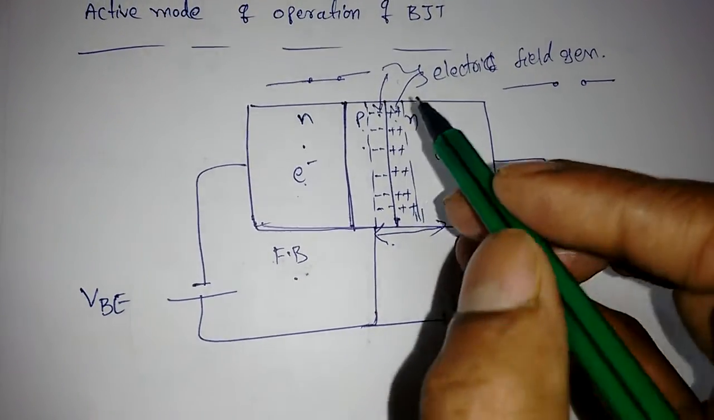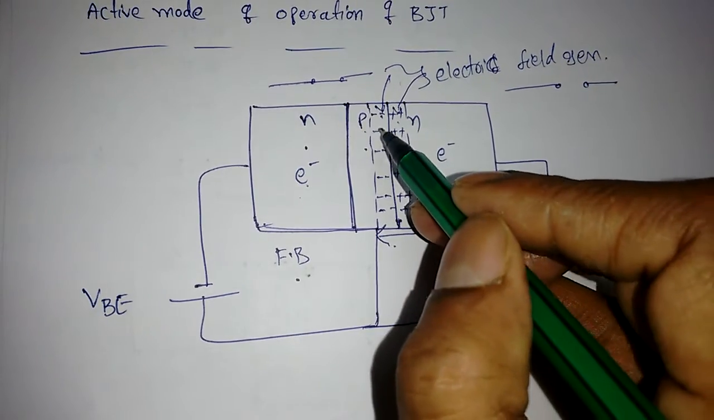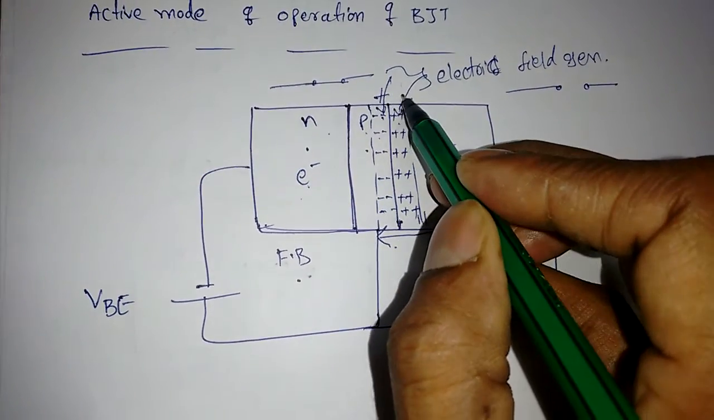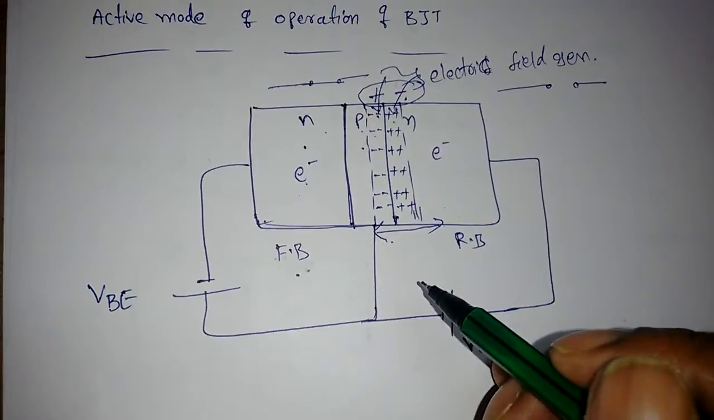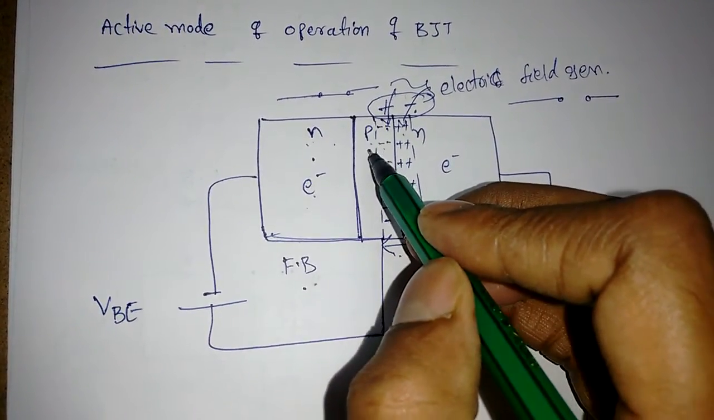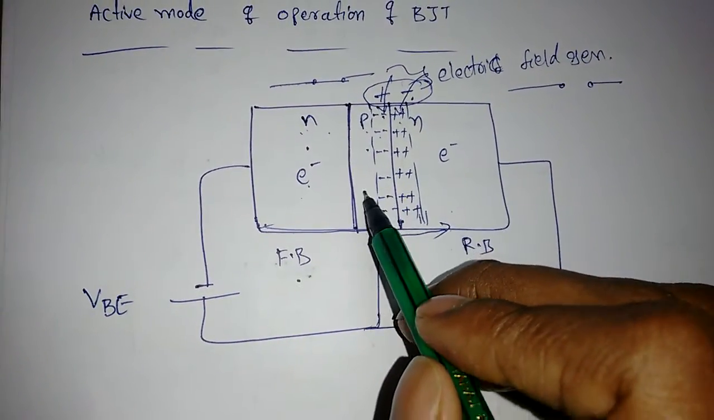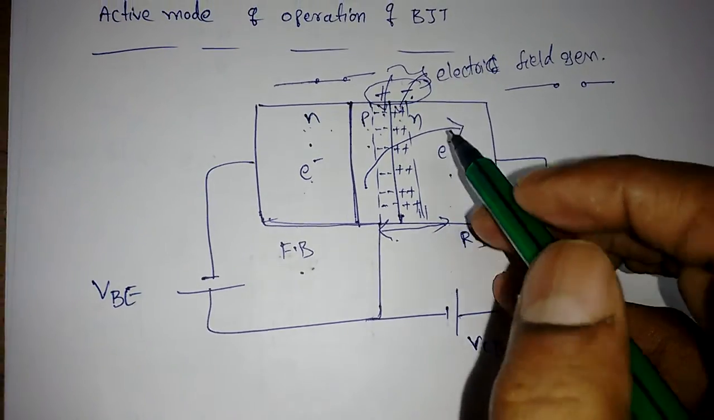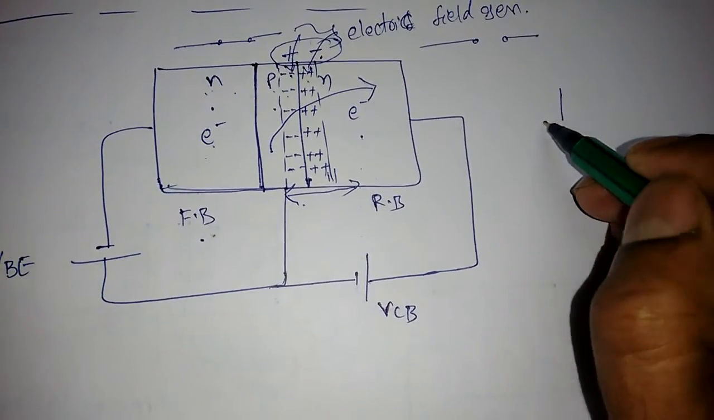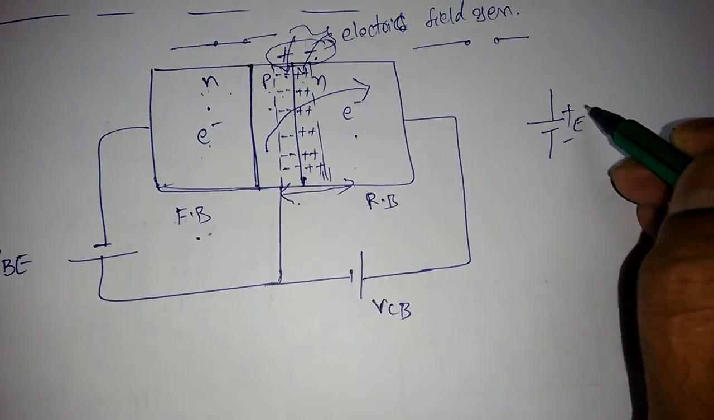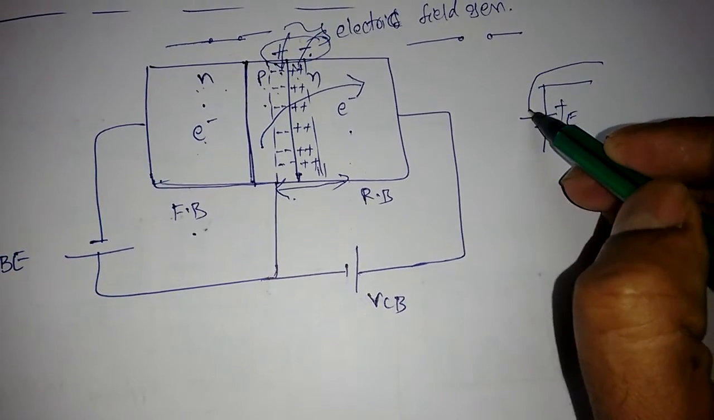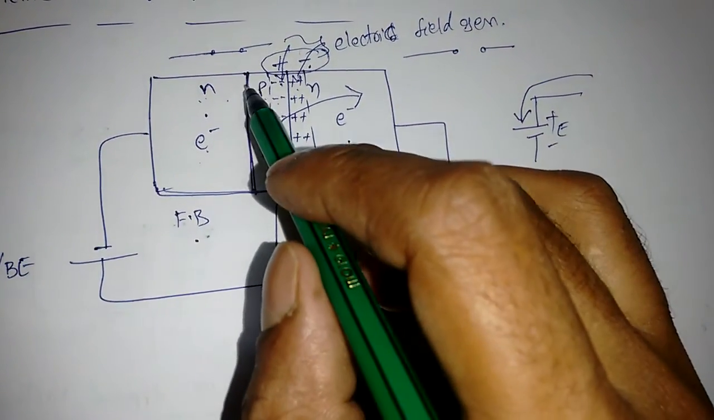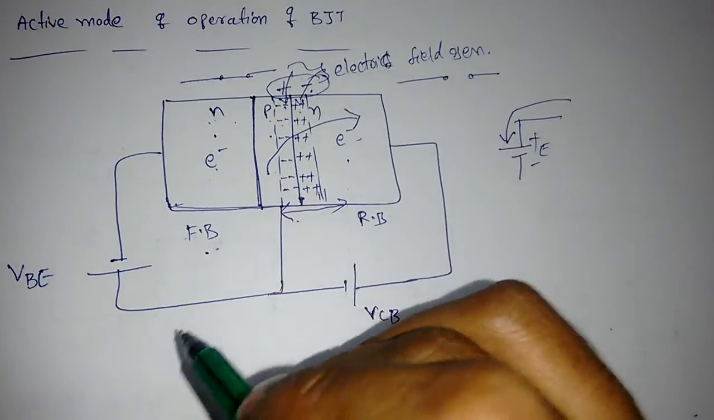Now here is positive, here negative, this is positive, so this will become an electric field. So positive and negative, an electric field will be generated. Whatever electrons are coming from the emitter to base will be swept by this generated electric field, and will be pulled towards the collector. Whenever there is a positive and a negative electric field, the movement of electrons will be in the direction of this, right? So whatever plus minus electric field is generated will sweep this number of electrons into the collector. That is the reason.